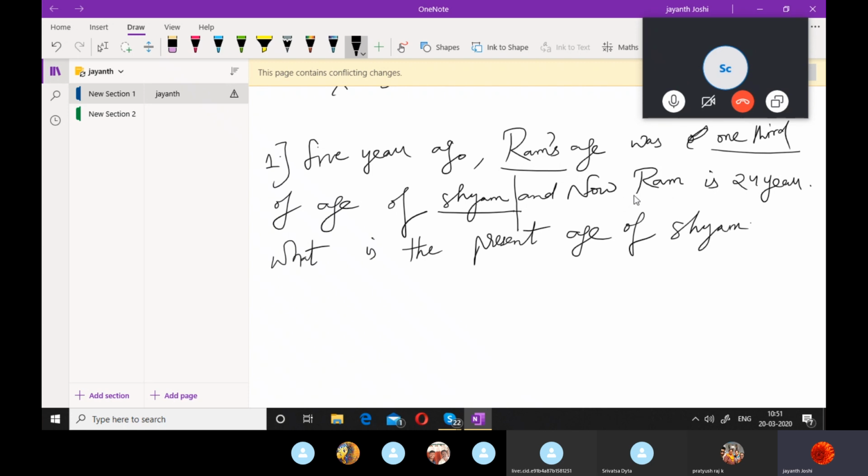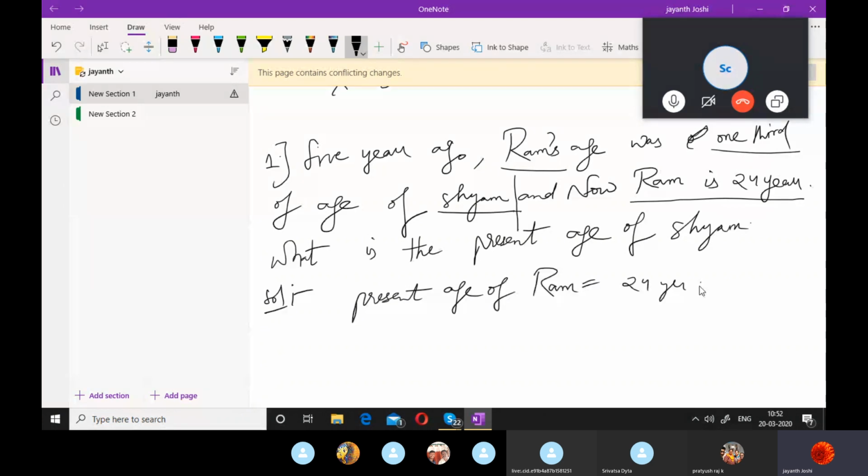And now Ram is 24 years. So did they give you the present age of Ram? Yes. So the present age of Ram is equal to 24 years. They gave you in the question 5 years ago, and then we came to know the question is in this way: Ram's age was 1/3 of the age of Shyam.